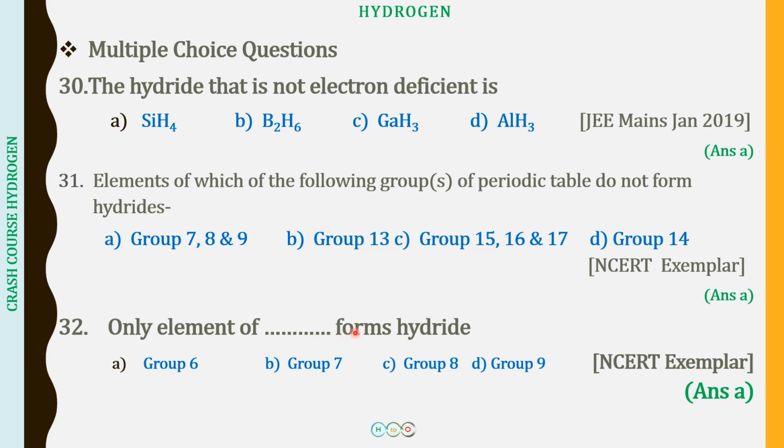Only element of which group forms a hydride? So the choices are group 6, 7, 8 and 9. So in group 6, only one element forms a hydride, and that element is chromium. Apart from chromium, no other element of group 6 is going to form a hydride. So the correct option is going to be A, and again this is an NCERT exemplar question.